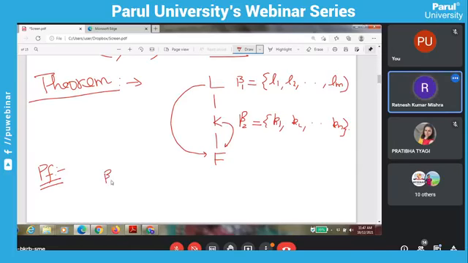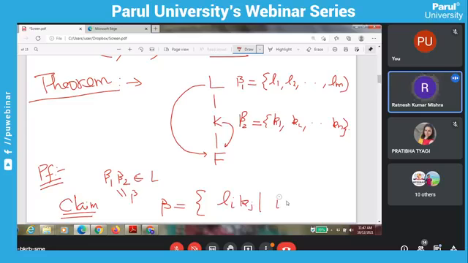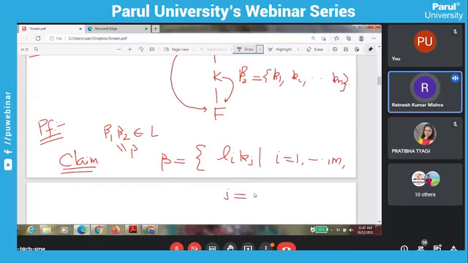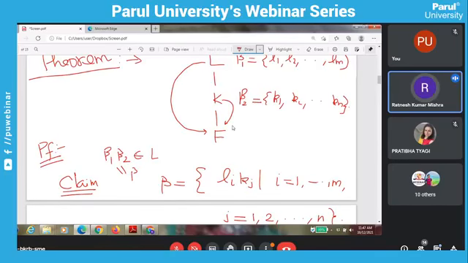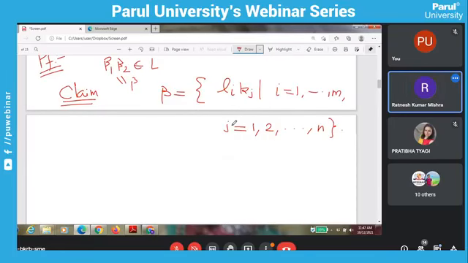So now we can say that β1 β2 is an element of L. Our claim is that we prove β1β2, suppose this is denoted by β, and β equals {LiKj}, i equal to 1 to m and j equal to 1, 2, 3, to n. If we prove that β is the basis of L over F, then we are done, and we can say that L is a finite dimensional vector space over F. So there is a very easy proof.